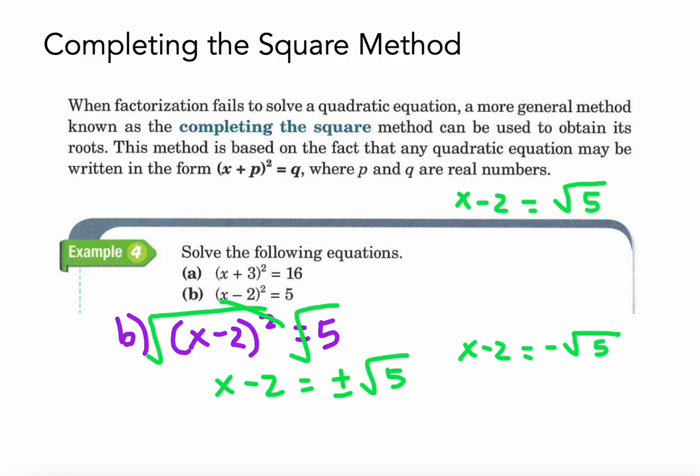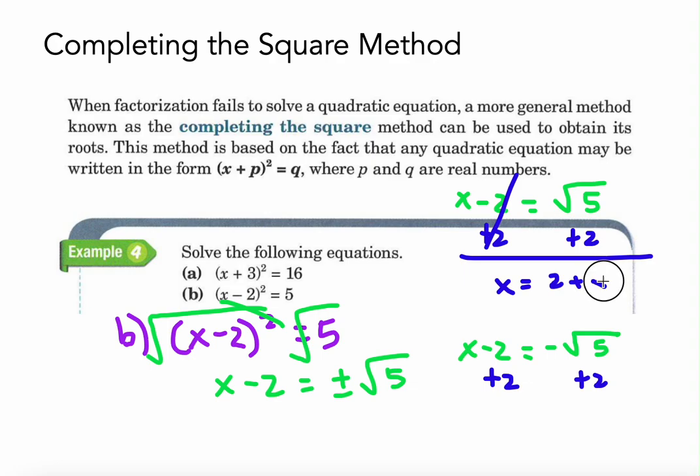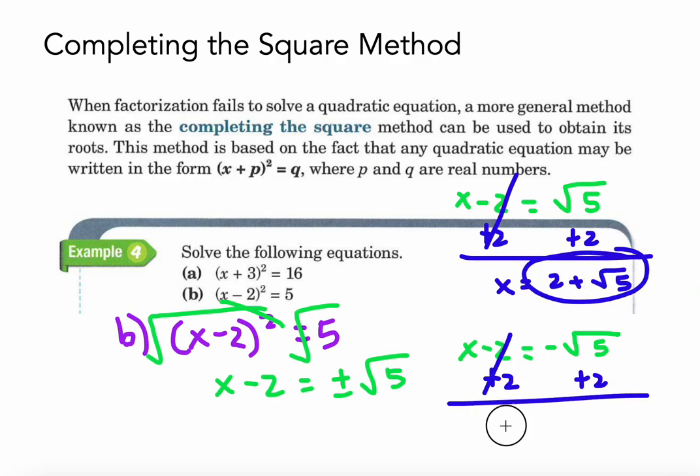Okay, so we have plus 2 to both sides, and we end up with x equals 2 plus root 5 for one possible answer, and x equals 2 minus root 5 as another possible answer, which again, you can keep like that. It's actually more accurate because you're not rounding or anything like that.